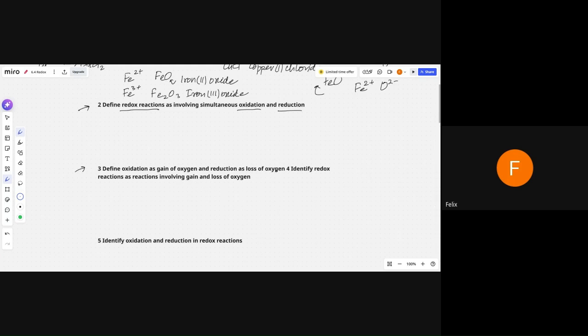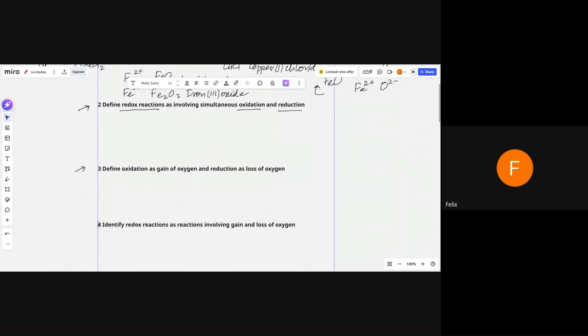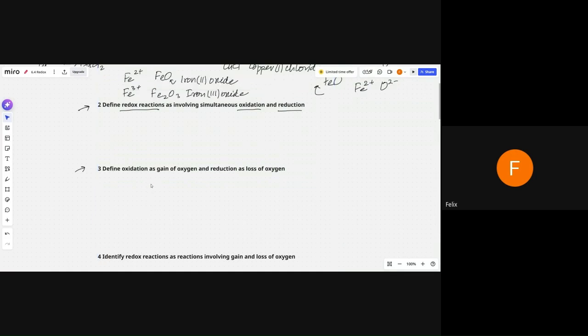Okay, so this is another topic. Let me just separate this one. Hold on. Okay. So, yeah, now let us take a look at this. Define oxidation as gain of oxygen and reduction as loss of oxygen.